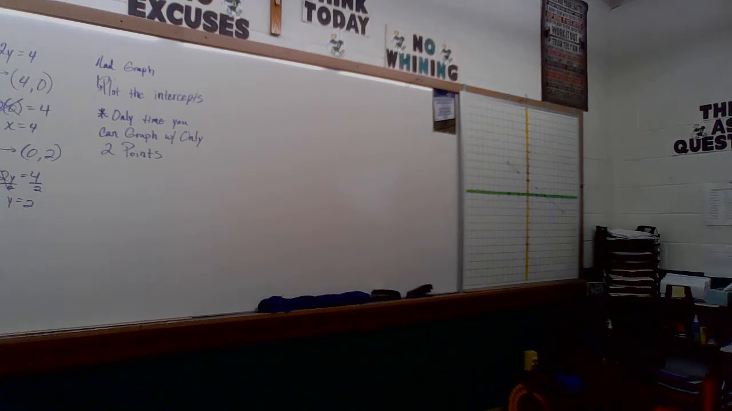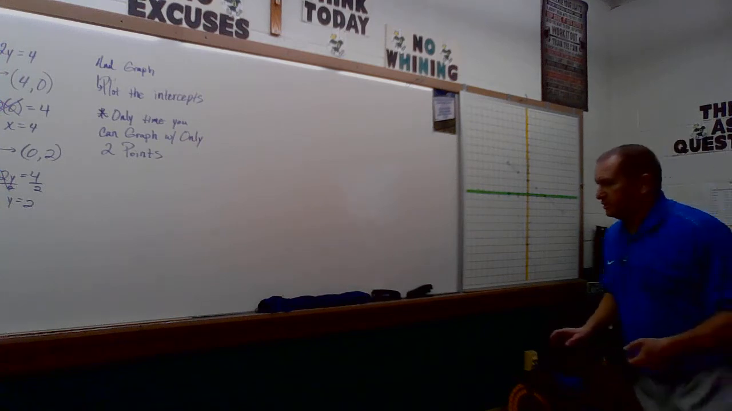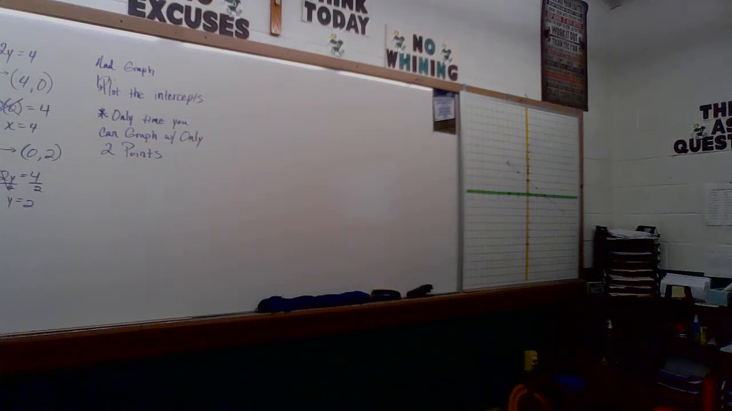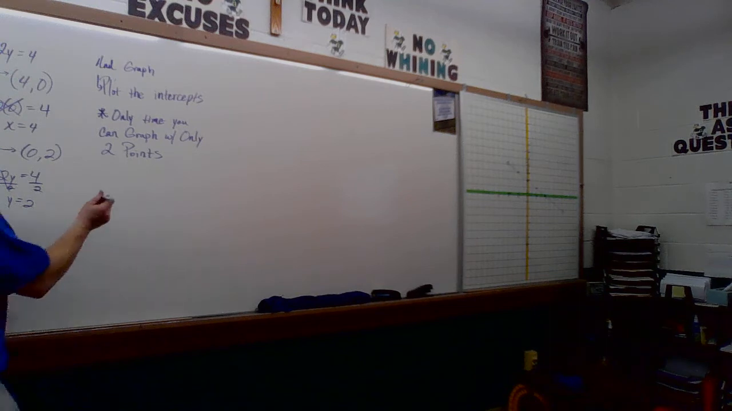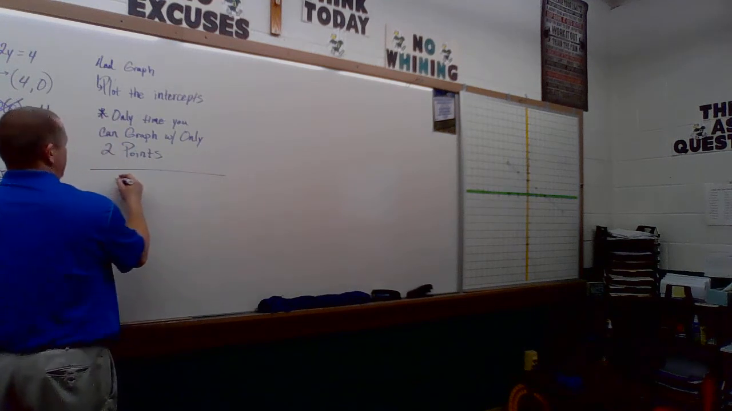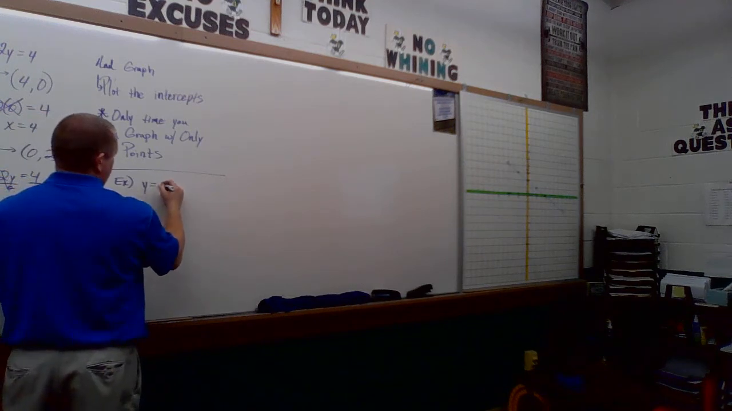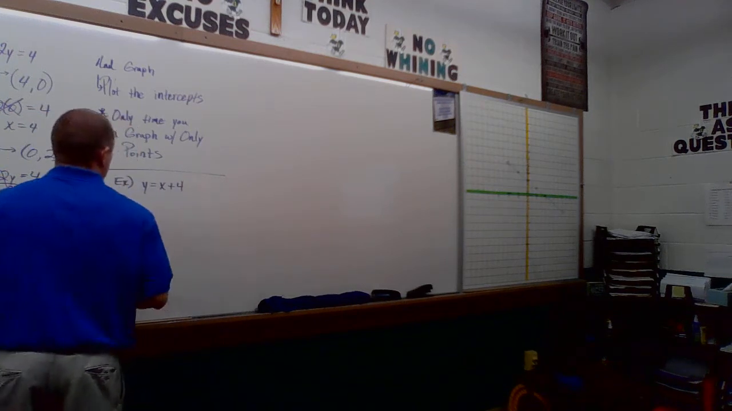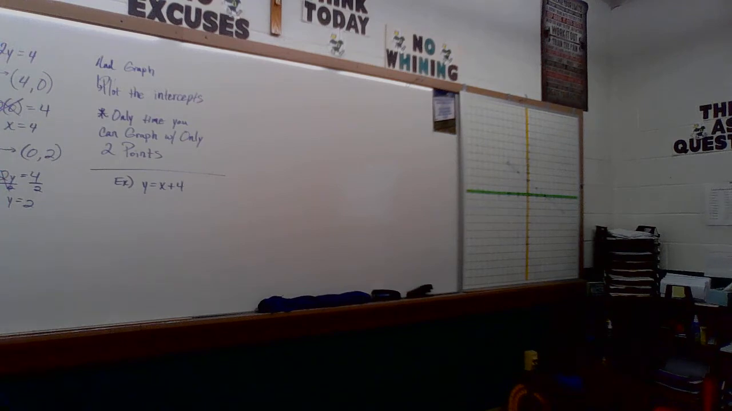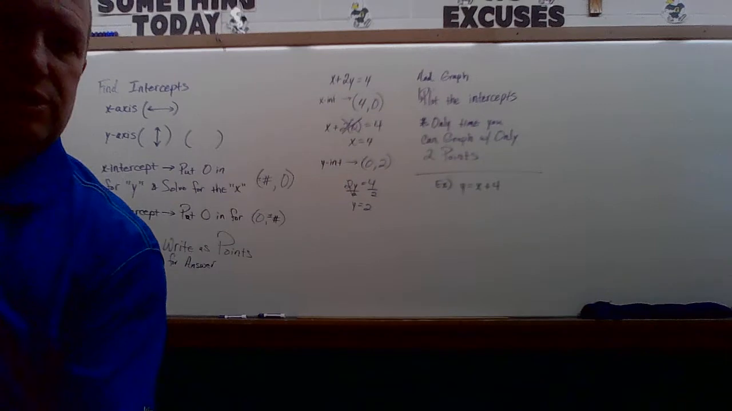Obviously, you probably don't have graph paper. No big deal. Don't have to graph it. Just think about your graph. And I want you to find the two intercepts for y equals x plus 4. So there's my equation. Find the two intercepts for that equation right there.